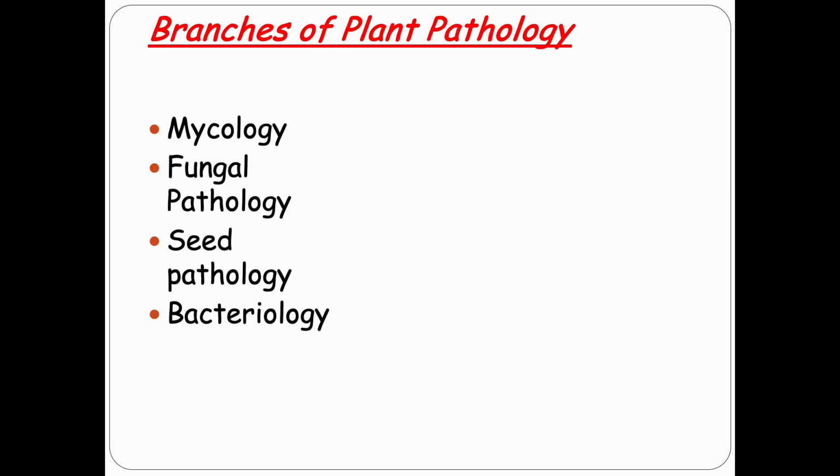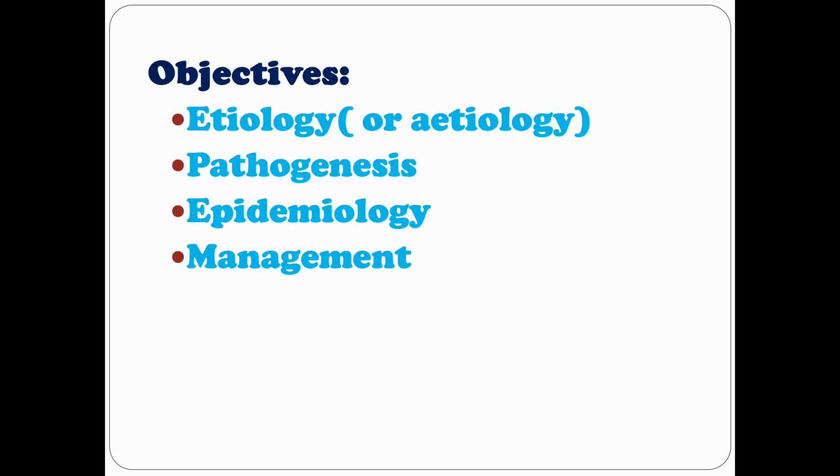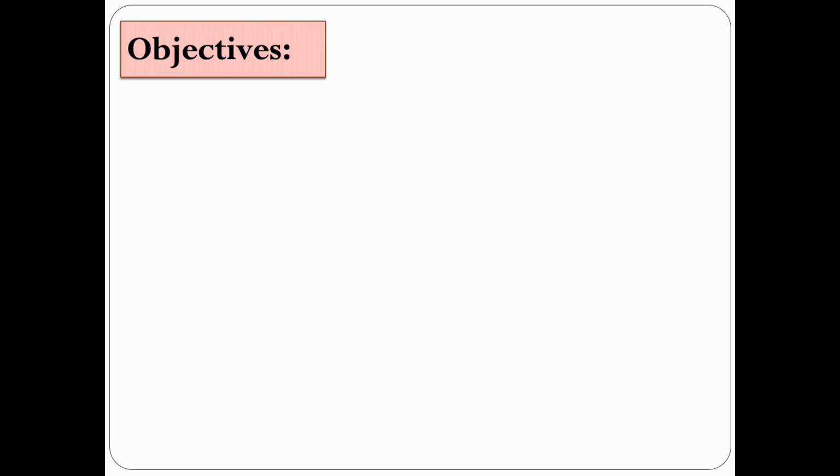Plant pathology has a number of branches. It includes mycology, fungal pathology, seed pathology, bacteriology, virology, nematology, algology, molecular biology, soil microbiology, followed by biological control and many more. The subject plant pathology has mainly four objectives. Number one is etiology, followed by pathogenesis, then epidemiology and management.